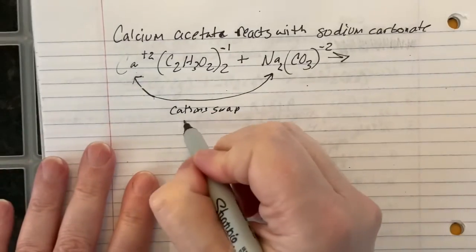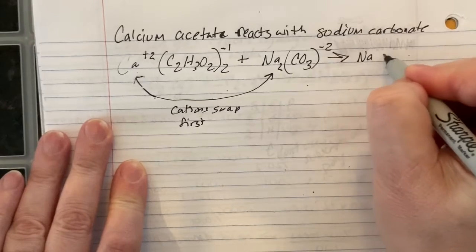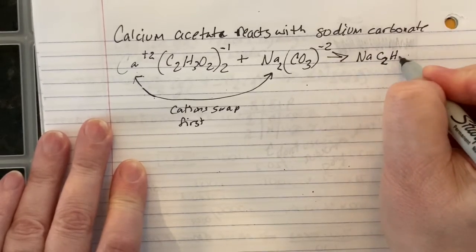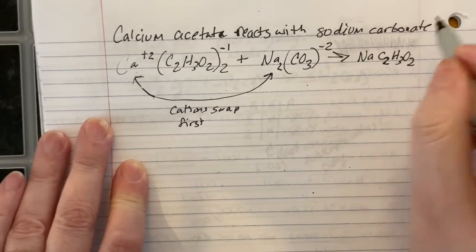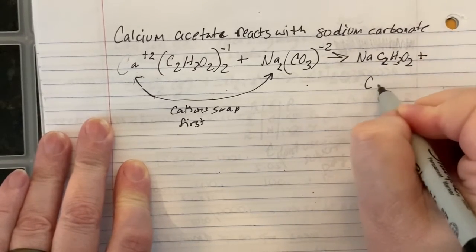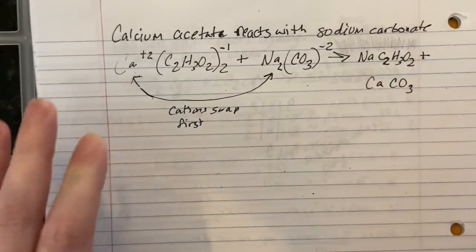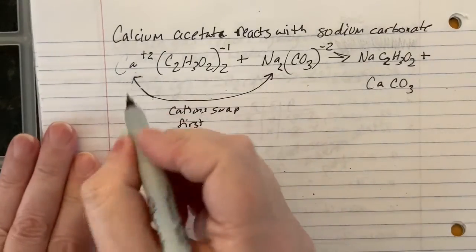Okay, the cations are always the first ones. So sodium is now gonna be with acetate. They're a +1, -1, so they're a basic ship. And calcium is now gonna be with carbonate, which again is a +2, -2, so I don't have to do crisscrossing for either of those.